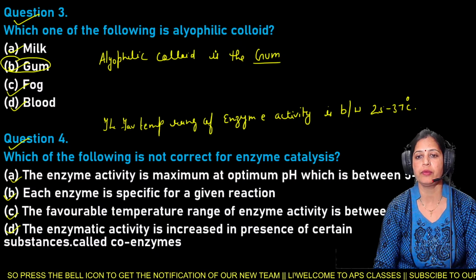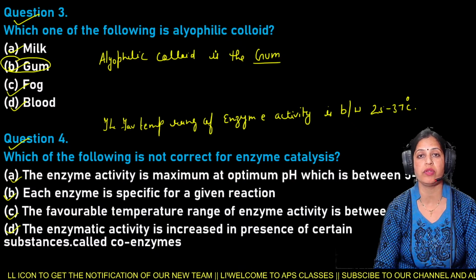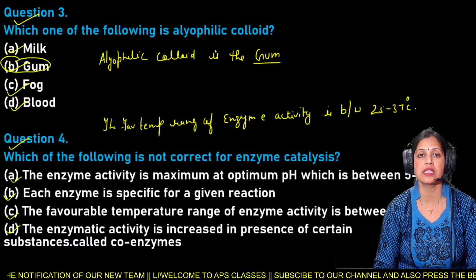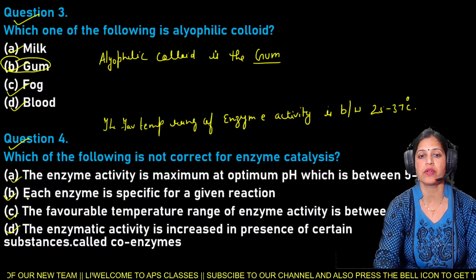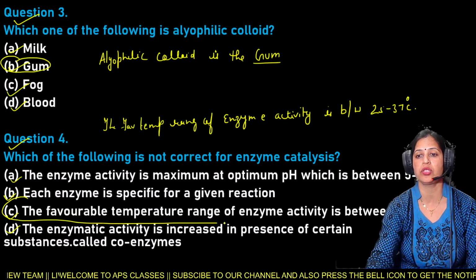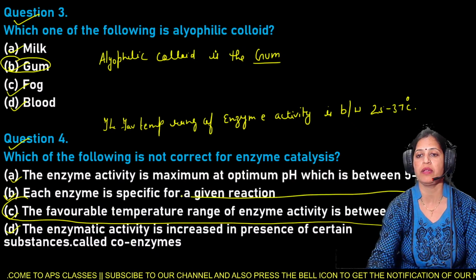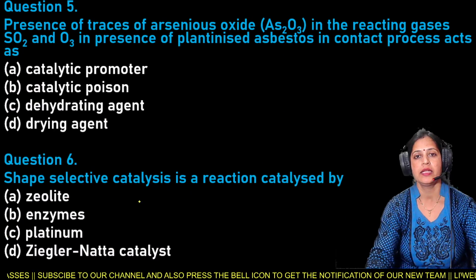That is, the favorable temperature range of the enzyme activity is between 25 degrees Celsius to 37 degrees Celsius. This is not correct for the enzyme catalysis. So here this is the right answer.